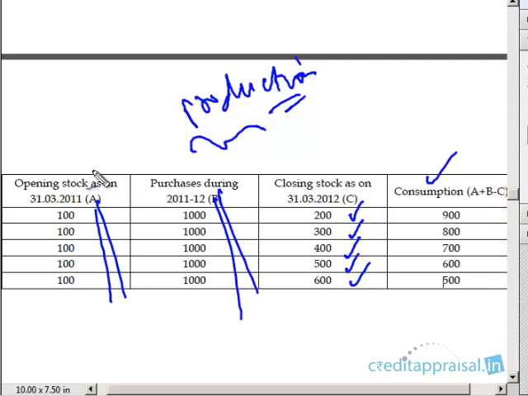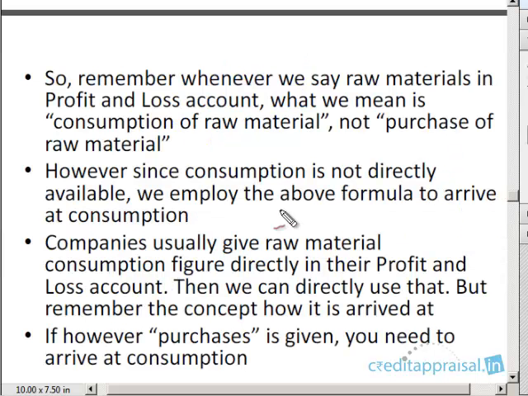And how do you get the consumption? The formula of purchases plus opening stock minus closing. Please see the consumption was different. So in each of these 5 scenarios, the consumption was different, and therefore you're getting a different closing stock in spite of having the same amount of opening stock and purchases. So please note that from the point of view of P&L account, whenever we say raw material, we mean the consumption of raw material. We are not interested in the purchase of raw material.